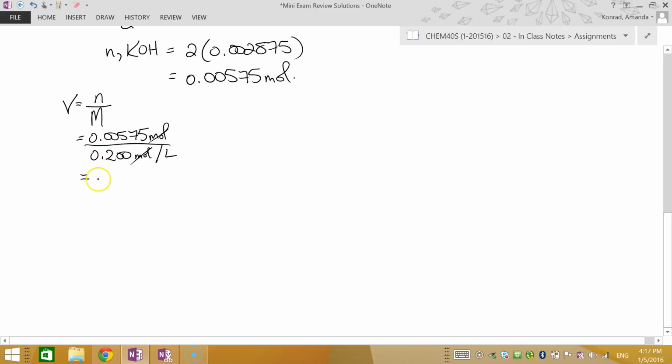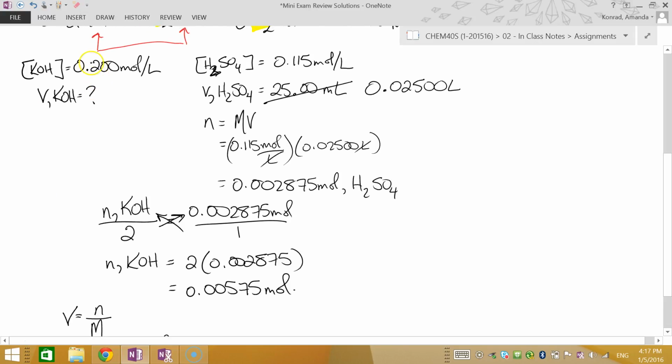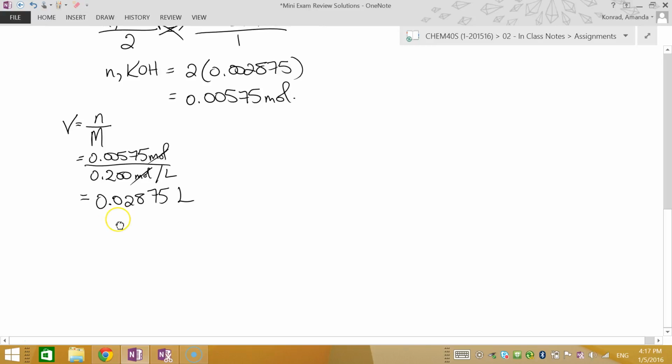We're dividing by 0.2. My final answer is 0.02875. That number looks oddly familiar. Don't forget your units, liters, and I also want to check my sig figs. My fewest number is 3. We have that both present in our KOH and our H2SO4 concentrations. So I'm going to round this off, 0.0288 liters of potassium hydroxide.